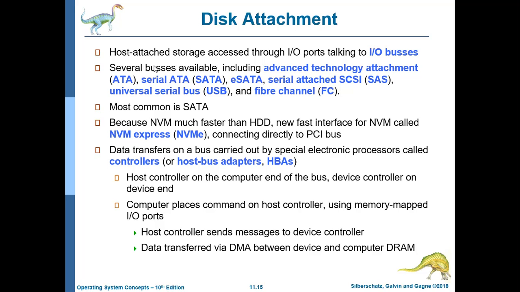Data transfers on a bus are carried out by special electronic processors called controllers or host bus adapters, or HBAs. The host controller is at the computer end of the bus, and the device controller is on the device end. The computer places a command on the host controller using memory-mapped I/O ports. Then the host controller sends messages to the device controller, and data is transferred via DMA between the device and computer DRAM.